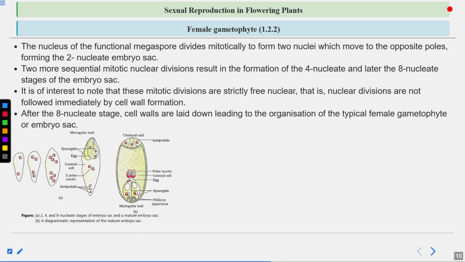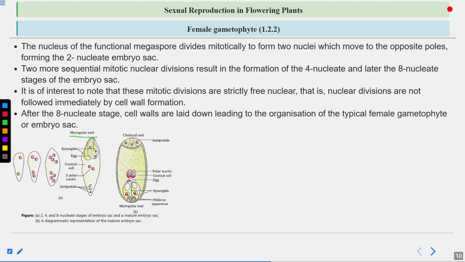Here you can see this figure again, because this figure is very important. Remember this: at the micropylar end we have the egg and synergids, the egg in the center with the synergids side by side. The egg and the two synergids together are called the egg apparatus, at the micropylar end. And at the chalazal end, there are the antipodals. We will discuss the significance of each and every cell.